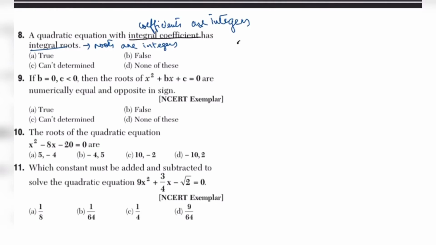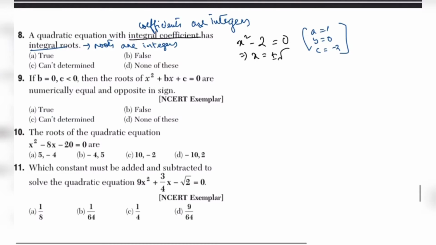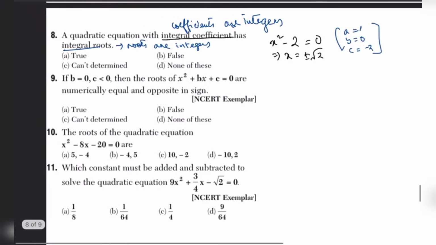Because x square minus 2 equal to 0, you see all coefficients are integers, so here you basically have a equal to 1, b equal to 0, c equal to minus 2. So what are the roots of this equation? We all know that x equals plus or minus root 2. So this is false.